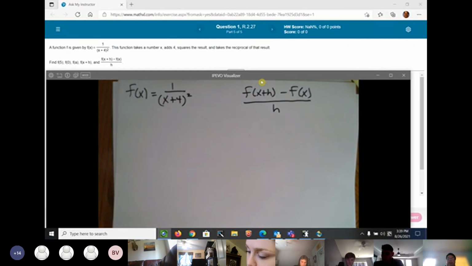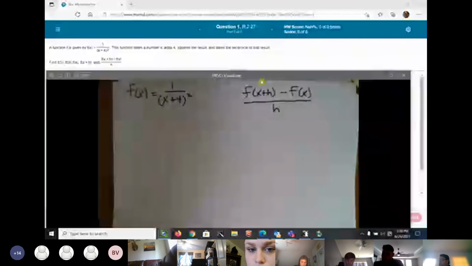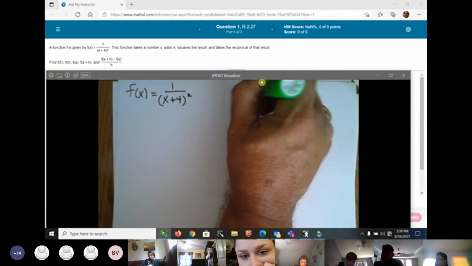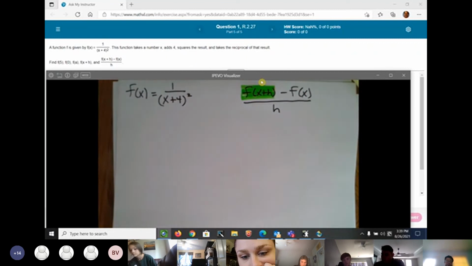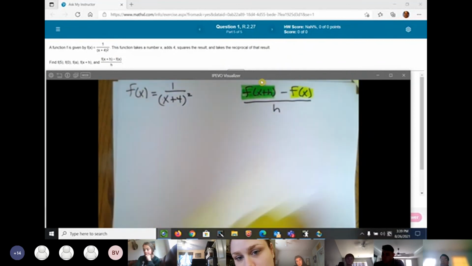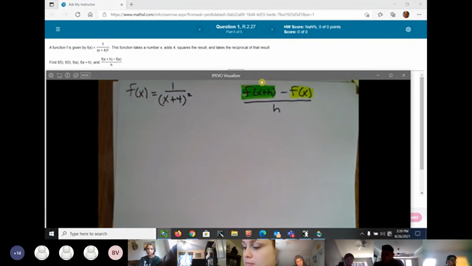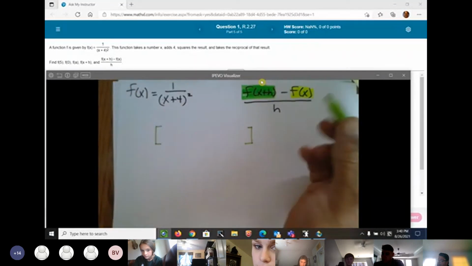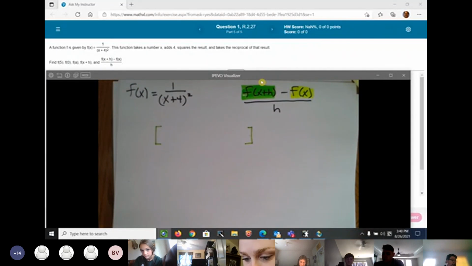I'm going to add a little bit of color to this one. I'm going to highlight this in green, and I'm going to highlight this in yellow. And I'm going to use green brackets and yellow brackets.